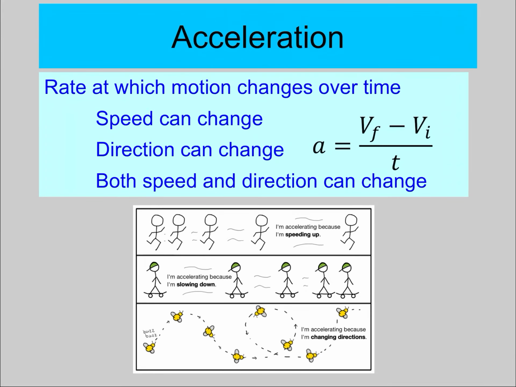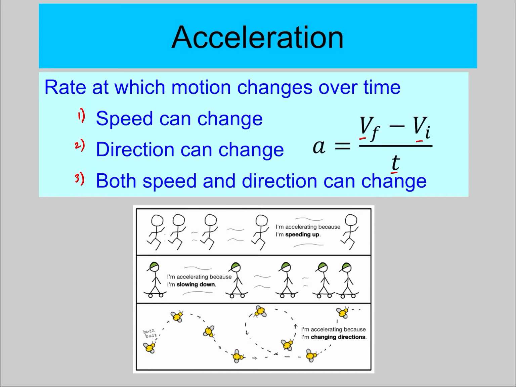Acceleration is the rate at which motion changes over time. And there's three ways that we can describe acceleration. The first is that the speed changes. The second is that the direction can change. And the third is going to be that both the speed and the direction will change. So we're talking about the final velocity minus initial divided by the amount of time that velocity change occurs.